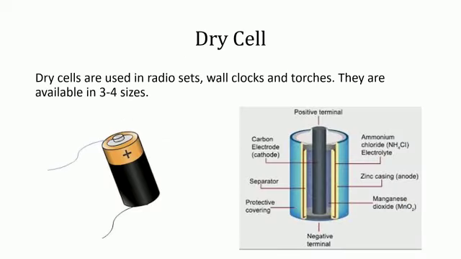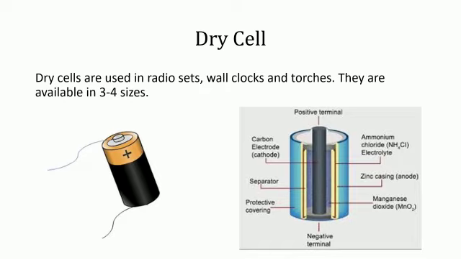Dry cell. It is a type of electric battery commonly used for portable electrical devices. This battery stores chemical energy which can be converted into electrical energy. You will find dry cells in wall clocks and remote controls of TV. Let us study the construction of a dry cell.